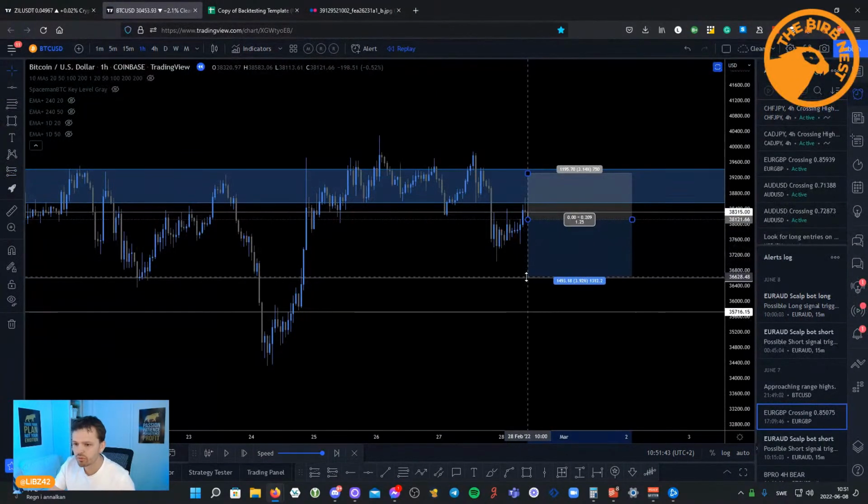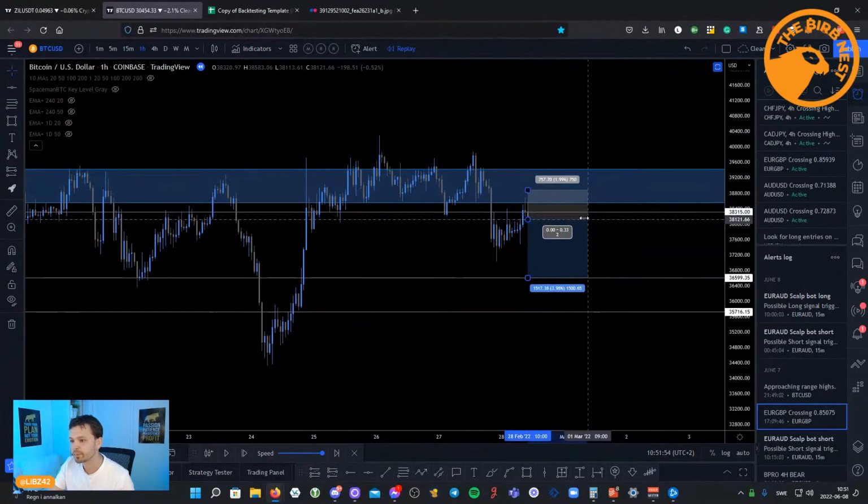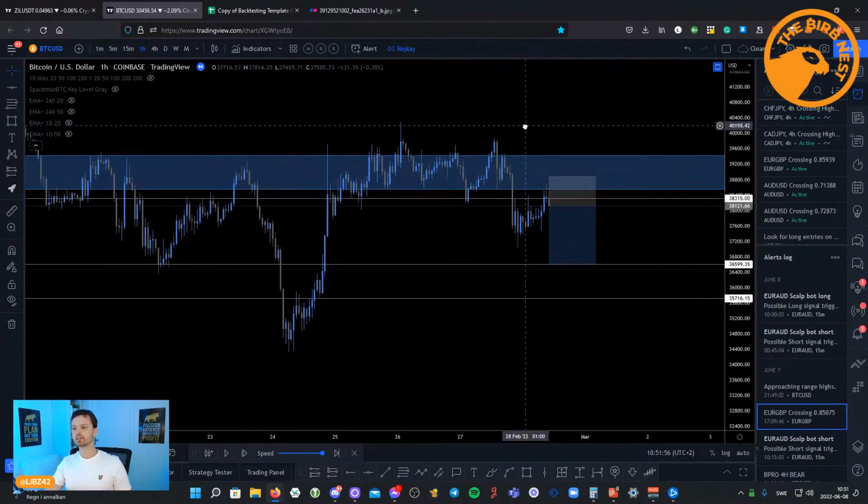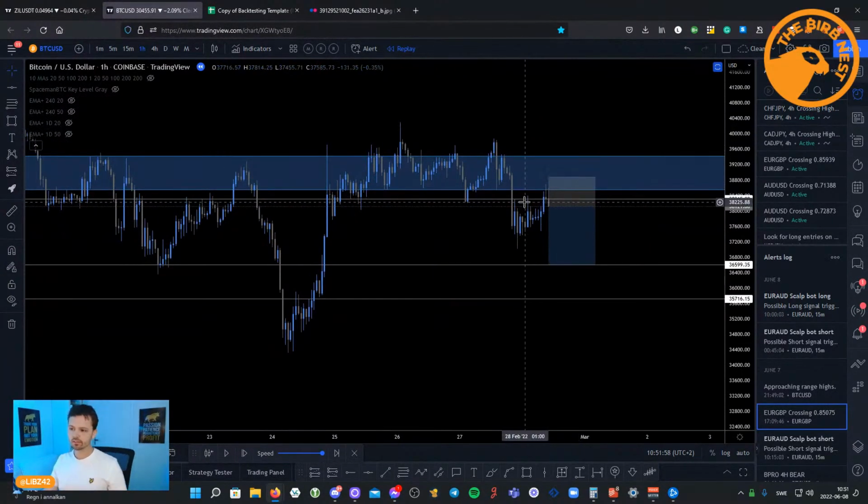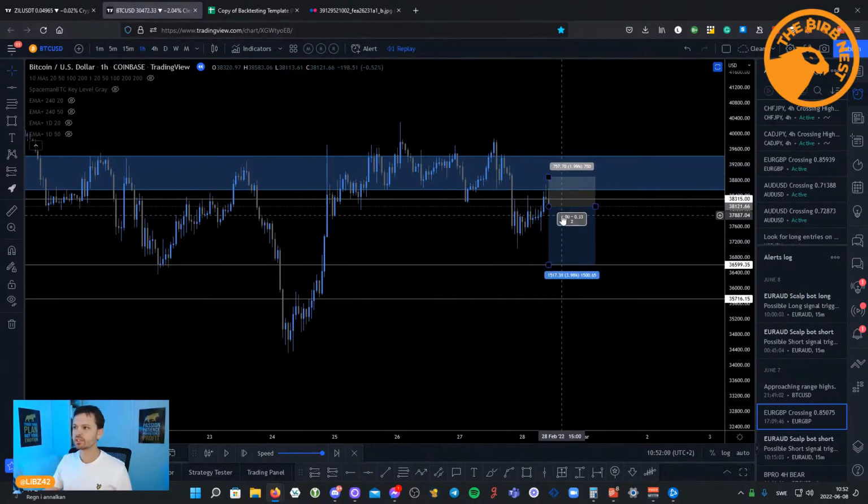And we're then going to be looking for 2R. Now, this might stop us out, but that doesn't matter because we're going to just take another trade. So that's the first trade we're going to try, right? And you can clearly see the reasoning behind this idea.